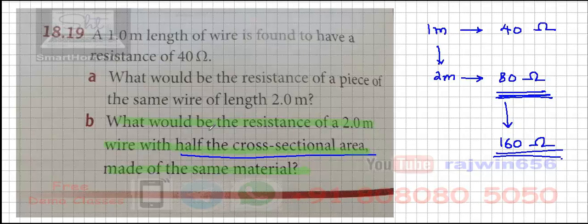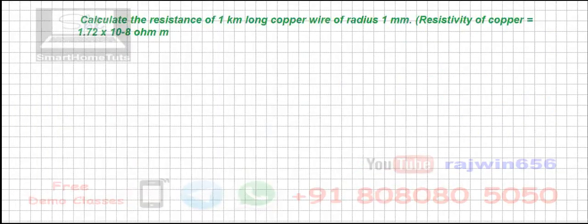If I say that I have reduced the area of cross section into 1/3, then its resistance will become 3 times. If I say that I have reduced the area of cross section into 1/4, its resistance will become 4 times. Why? Because resistance of the wire is inversely proportional to its area of cross section. You can just take that down and we will take up the next question.